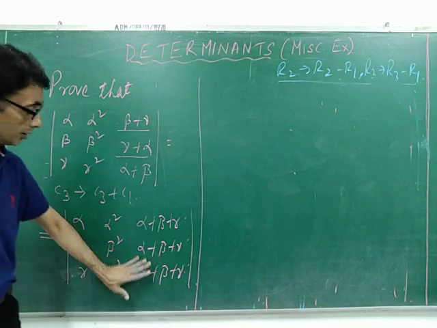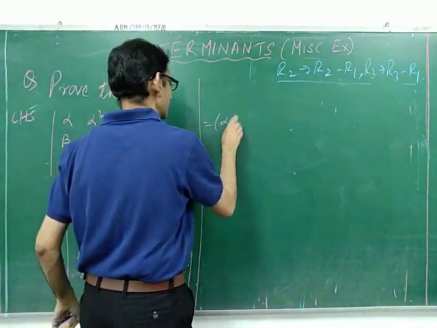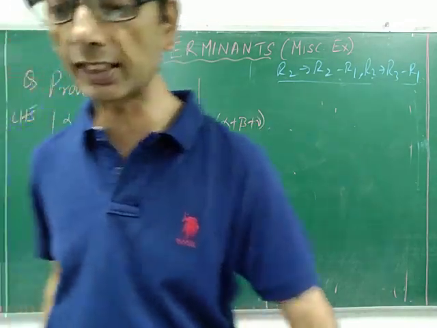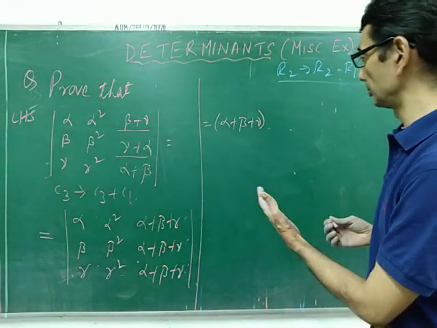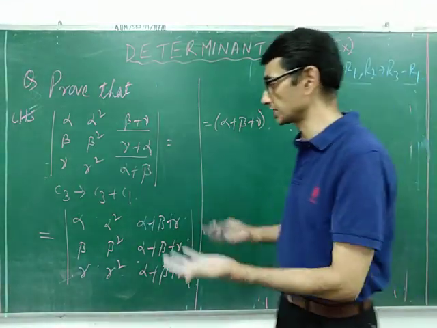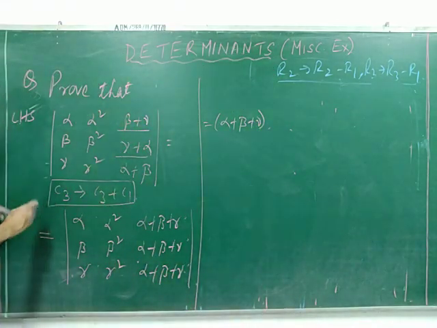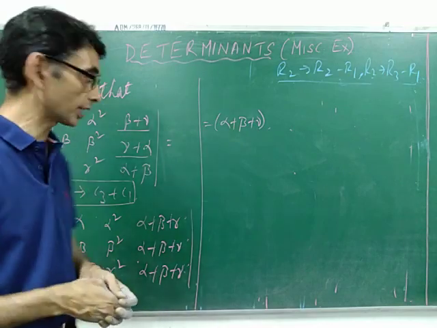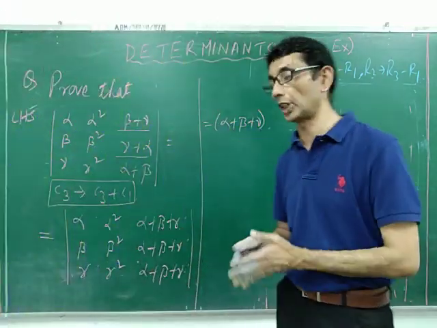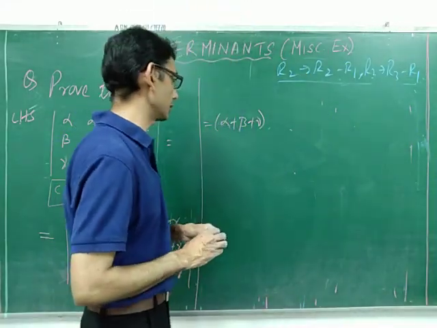Now what is common in the third column? Alpha plus beta plus gamma, so this will obviously come out. And there is a hint in the answer also. In the answer you have seen that one term is shown as alpha plus beta plus gamma. That will also help you to proceed, because different questions have different properties and rules to be used. In prove-that type questions, you can get some hint from the answer as well.